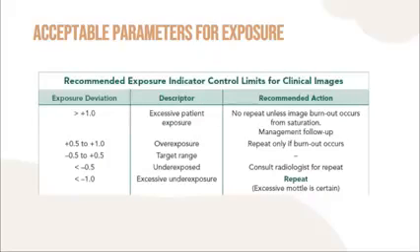So for the recommended exposure indicator control limits for clinical images, this is the range. Of course, if it is more than 1.0, or it is over the upper margin of your scale, it will produce an excessive patient exposure. So what you do then is no repeat unless image burnout occurs from saturation, or management follow-up. Image burnout means the image is burnt out. Since there is an overexposure to the patient, of course the quality of your image will also be compromised.